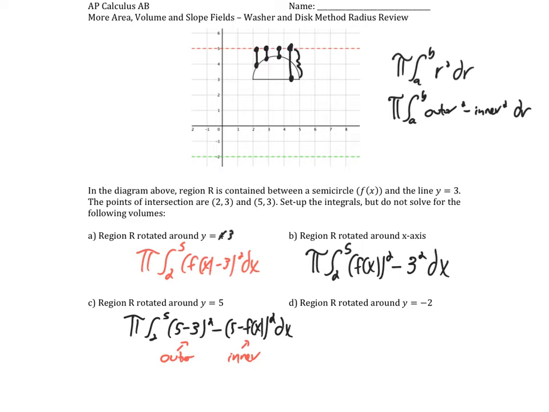All right, try D on your own. I'll walk through D in a second, but maybe hit pause, try D, and see what you get.